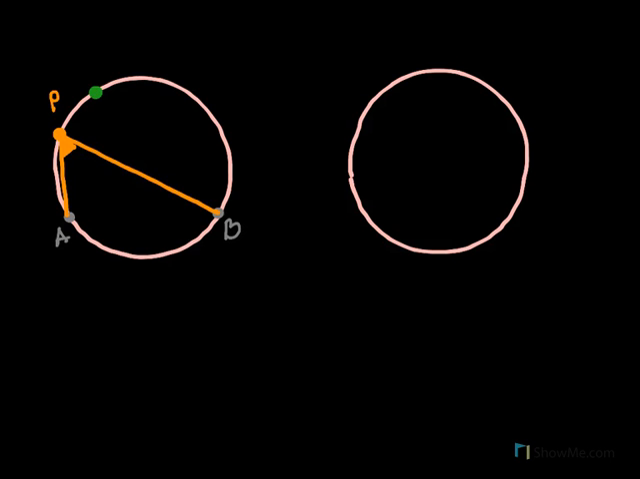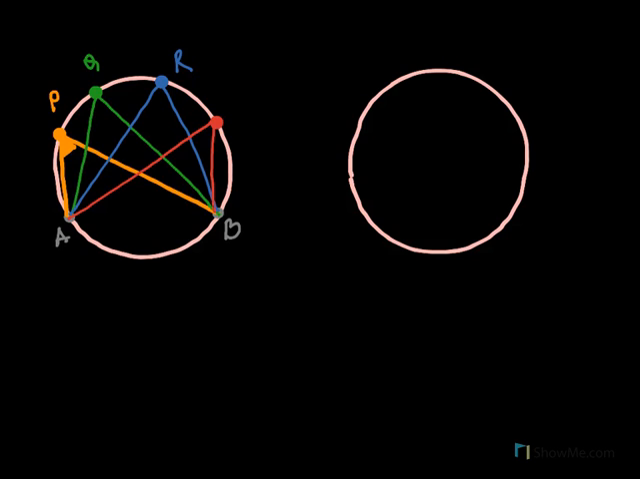Then if I take another point, say Q, I can draw another angle. Then if I take another point R, I will draw yet another angle of the same arc. If I take a point, say S, I can draw yet another angle. These all belong to the same arc AB. And what is surprising is all these angles are equal. This angle will be equal to this angle, will be equal to this angle.